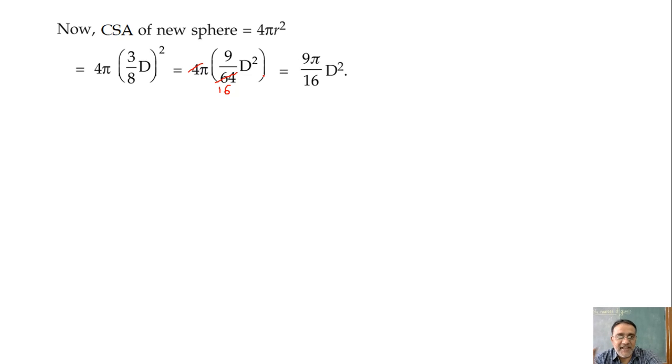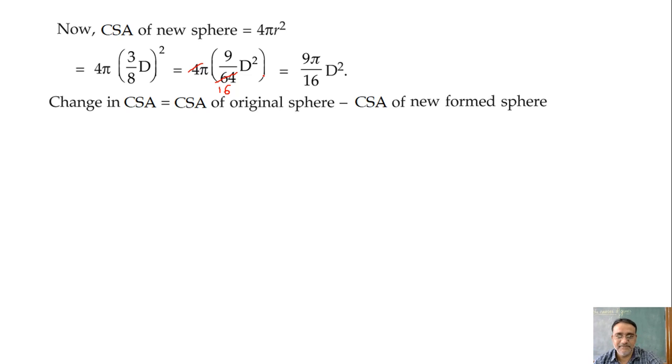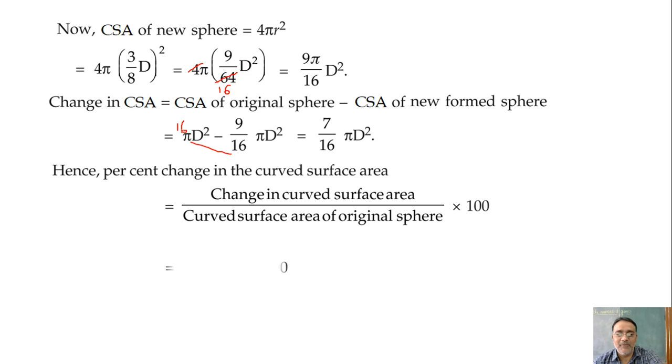अब कितना चेंज हुआ सीन ऐसे में? Change in curved surface area we are going to find. सो ओरिजिनल माइनस न्यू करेंगे. Take LCM. If you take LCM we'll get 16 pi d square minus 9 pi d square upon 16, that is 7 by 16 pi d square. Now how will you find the percentage change in curved surface area? Change upon original curved surface area into 100. That is 7 by 16 pi d square upon pi d square into 100.